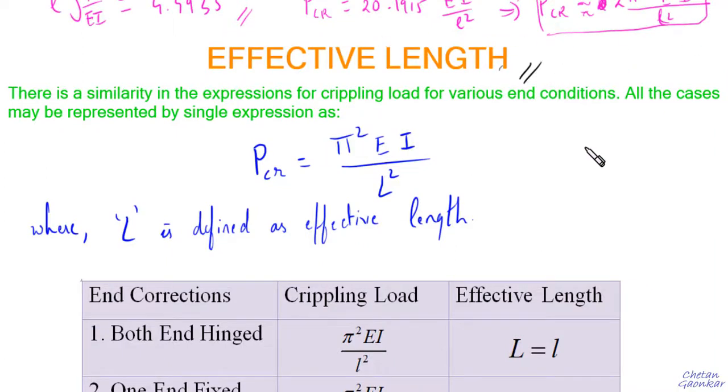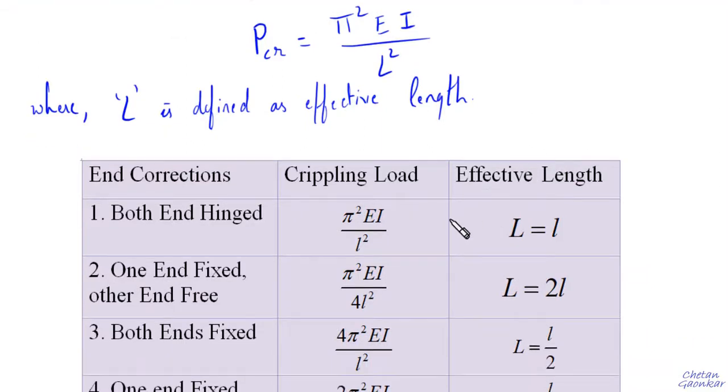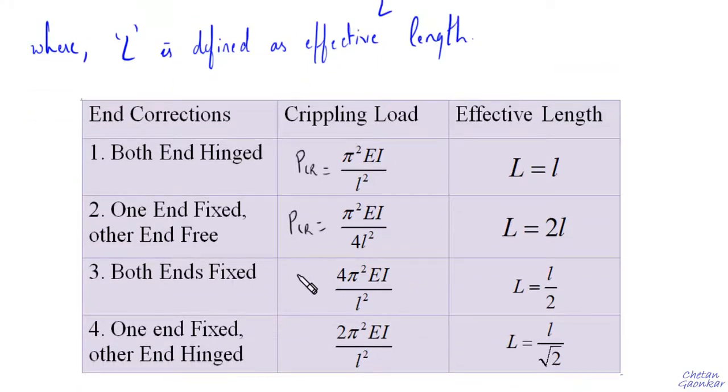All right. Now we had seen that the critical load formula for both ends hinged comes to pi square EI by L square. We had got this P critical, the critical load formula, sometimes also called crippling load. We had got this value as pi square EI by 4L square when both ends are fixed, and just now we saw that when one end is fixed and the other end is hinged, we got this critical load formula.